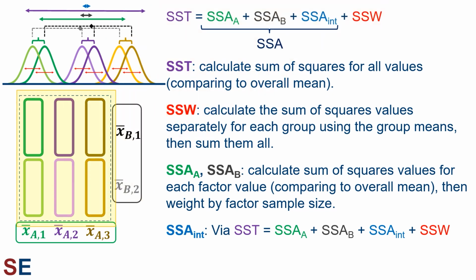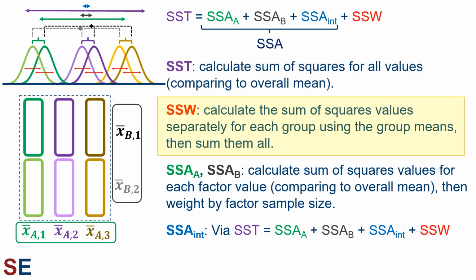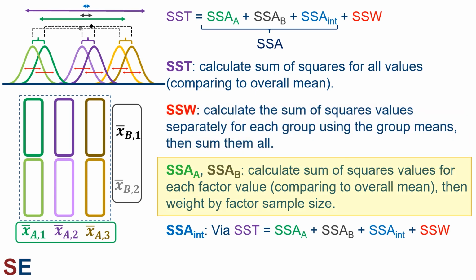To calculate these values, we arrange the data in a table with columns for one factor and sets of rows for the other. We calculate sums of squares for all values, comparing them to the overall mean when calculating the sum of squares. We calculate the sum of squares within values separately for each group using the group means, then sum them all. We calculate the sum of squares values for each factor value, comparing the groups with the same factor values to the overall mean, then sum them and weight by the sample size for each factor value. We calculate the sum of squares for the interaction by using the equation relating all the sums of squares terms. This is where the sums of squares values come from.